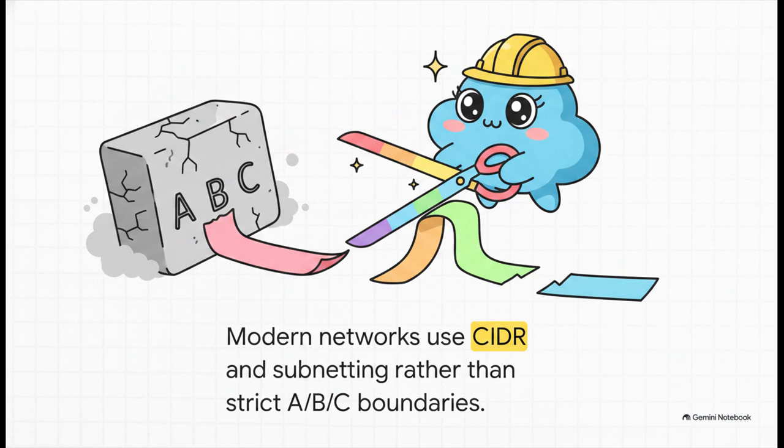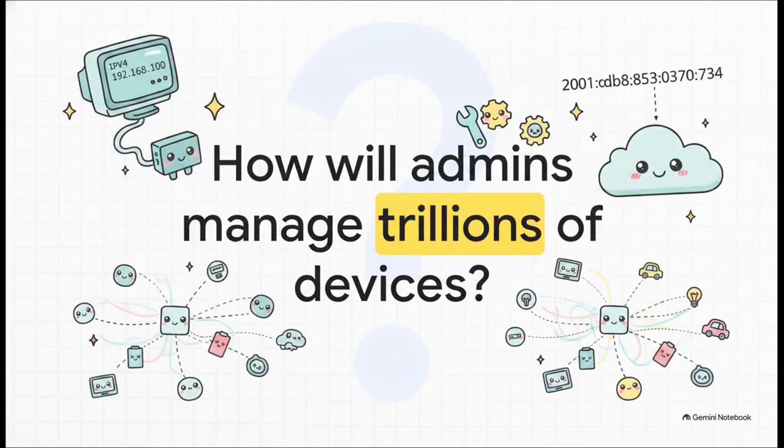This approach abandons strict classes entirely and instead uses a slash notation, like /24 or /26, to visually indicate exactly how an engineer has carved up the IP range with mathematical precision. It ensures highly flexible and efficient allocation. And that leaves us with a truly fascinating thought to conclude this explainer. We've seen how we stretch the absolute limits of the 32-bit IPv4 system using rigid classes, then private ranges, and finally, the flexible precision of CIDR.